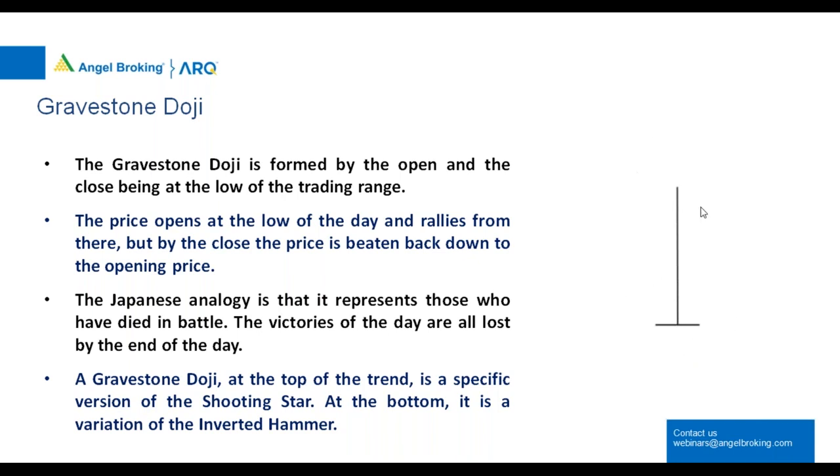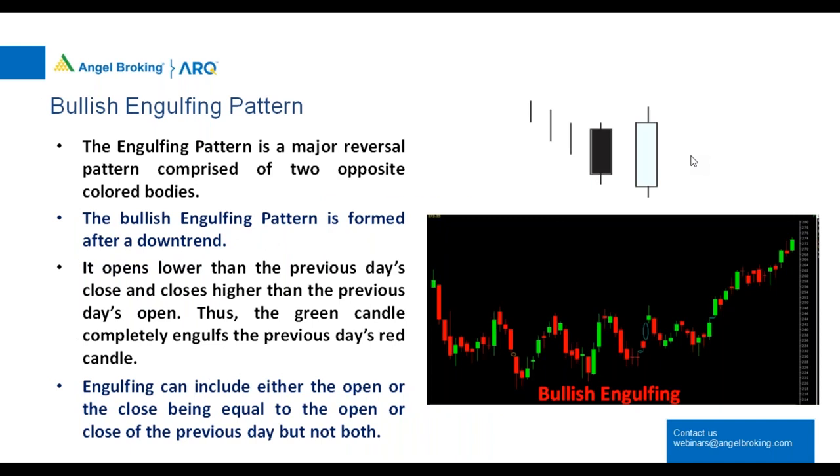A gravestone doji is formed by the open, close, and the low being the same. The Japanese analogy is that it represents those who have died in the battle. The victories of the day are all lost by the end of the day. See the psychology behind it. The stock opened here, and that was the low of the day. Then the stock made a high, but the bulls were not able to hold it, and the bears started selling. After the entire period, the stock settles at the open of the day. So the bulls are not strong, and the bears have somehow managed to bring it back here.